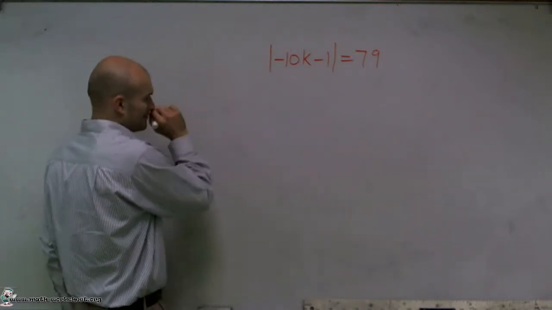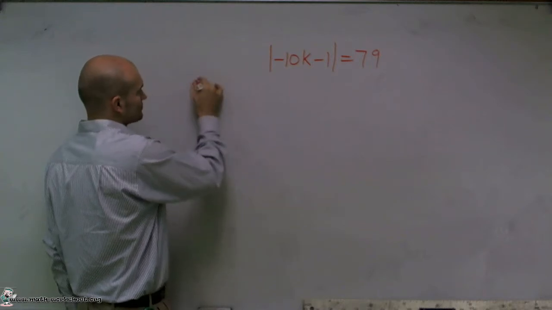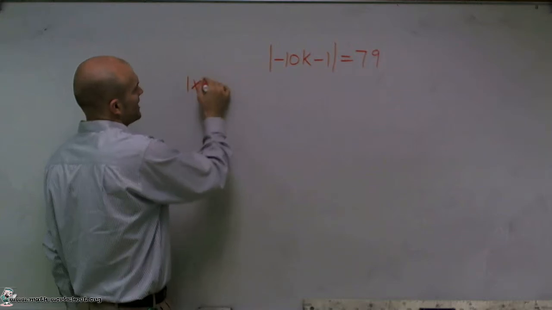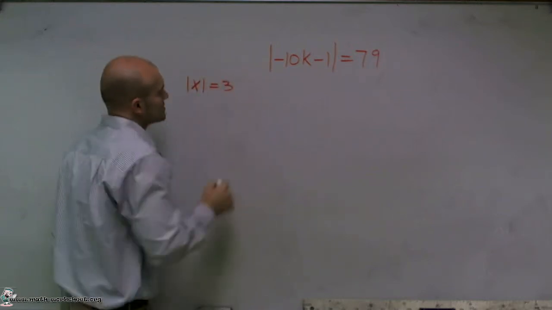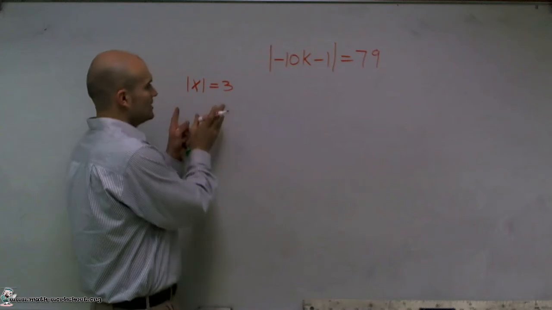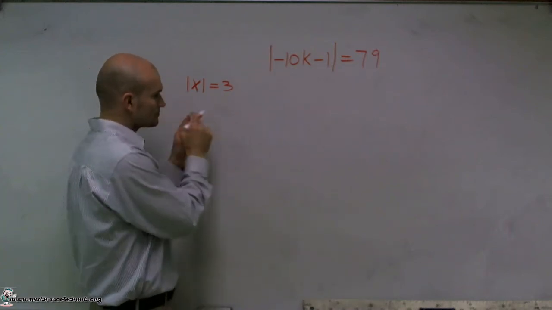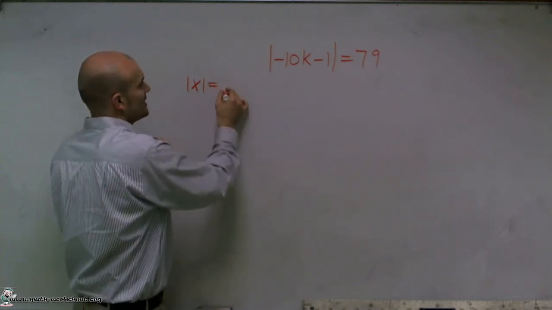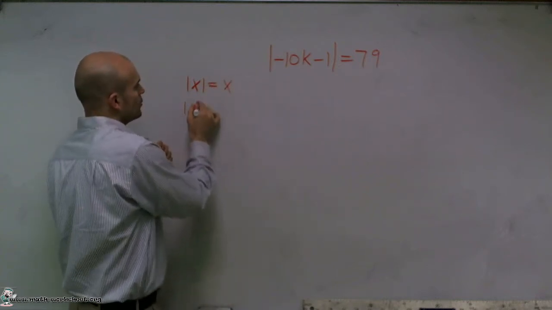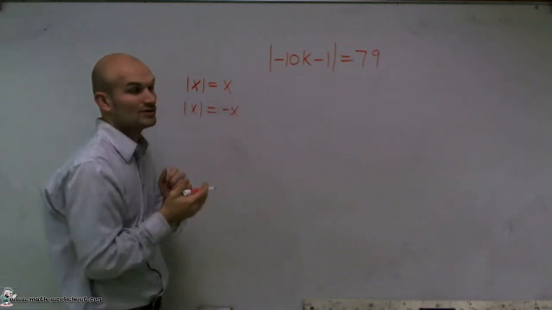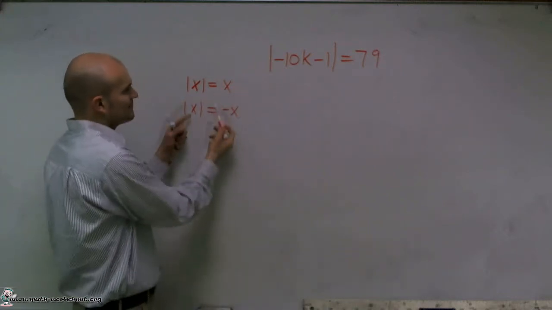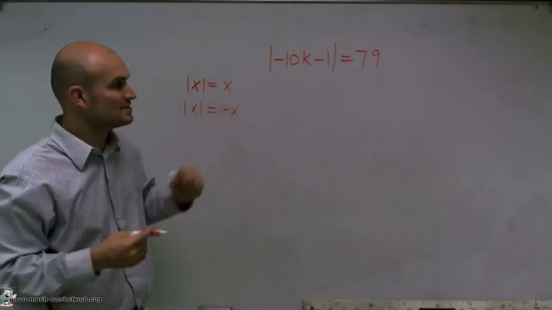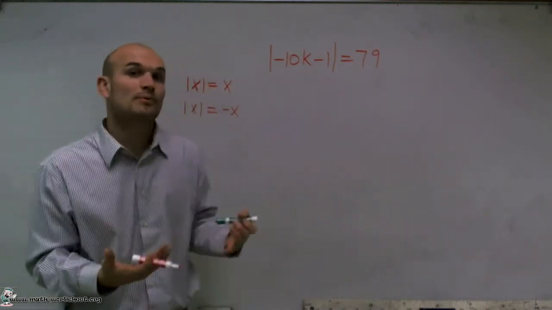Remember, if I have the absolute value of x, I know that the answer is going to be either x or the absolute value of x also equals negative x. So therefore I have two different answers that I could possibly have, a positive and a negative answer. So when we're doing absolute value, we want to prepare ourselves for that.